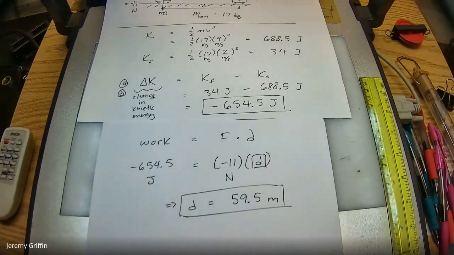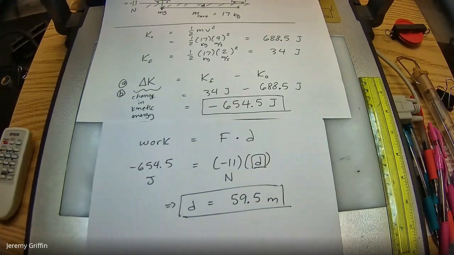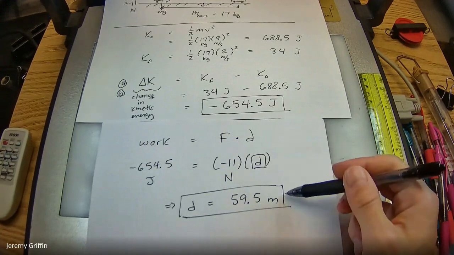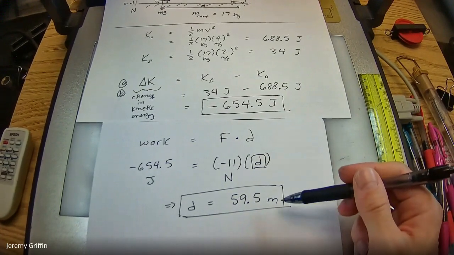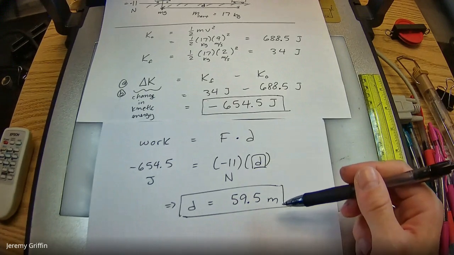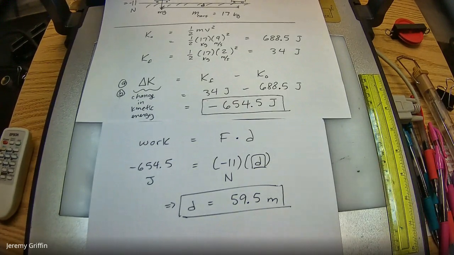Since my numbers are a little bit different than the book's, but they're not that far off, you guys should also get an answer that has the same order of magnitude. Like if you get somewhere between 50 and 100 meters, it's probably pretty good. All right, you guys good there?